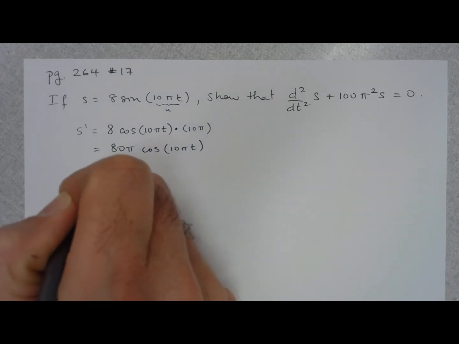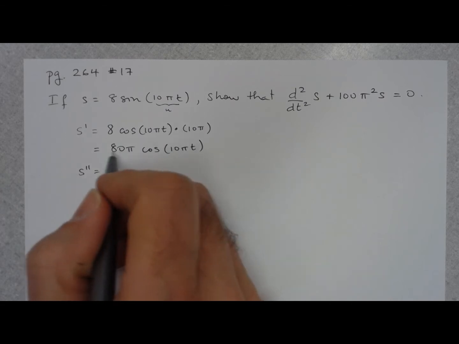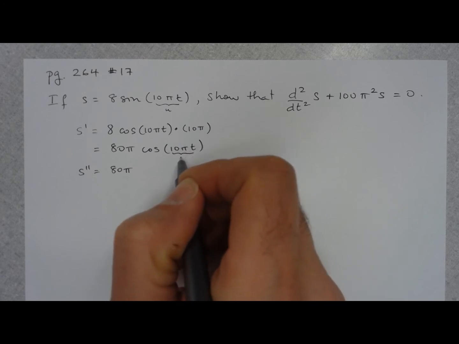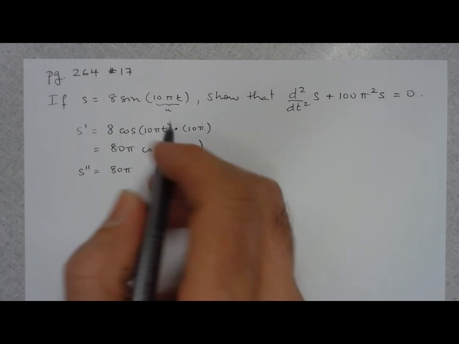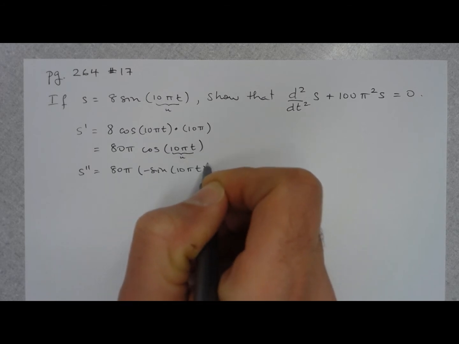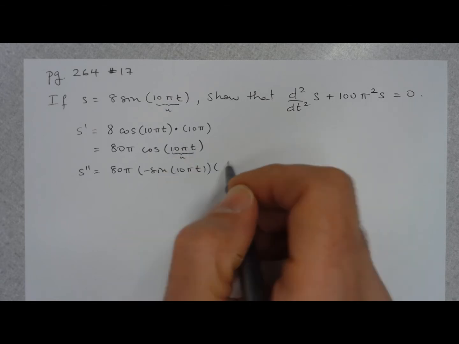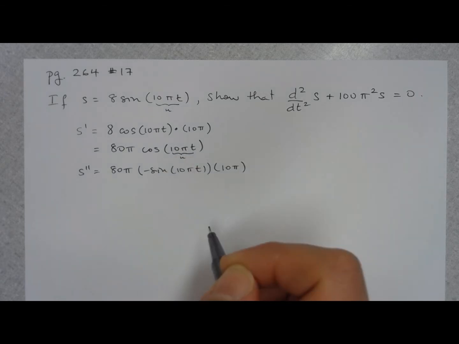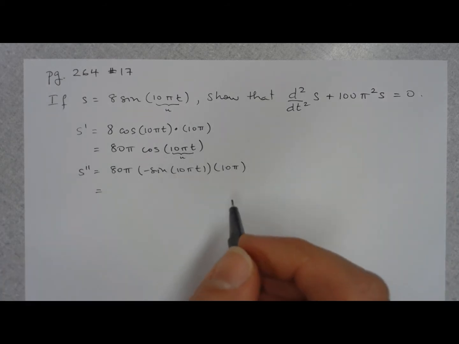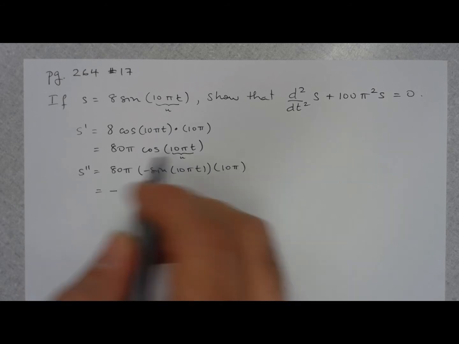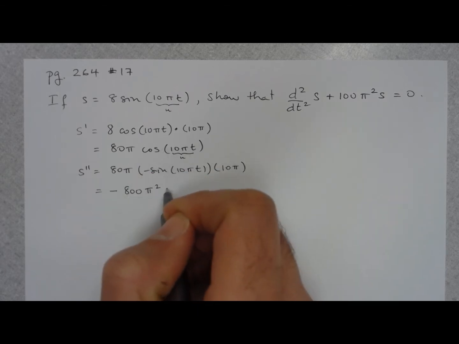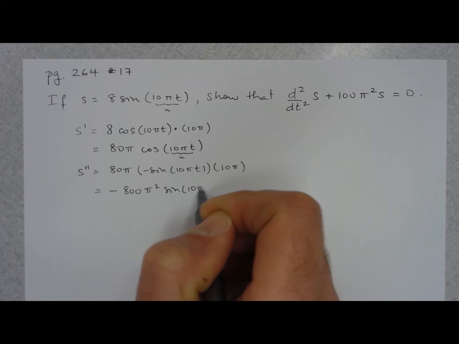All right, and now let's take the second derivative. It's going to be very similar here. 80 pi is just a constant, so 80 pi times the derivative of cos of 10 pi t. Again, this will be my u. So the derivative of cos u is negative sine u, so negative sine of 10 pi t. And again, times the derivative of u, same as before, is just 10 pi. Now again, since I need to input this into an equation, it makes sense to simplify it. So let's see what we have. We have negative 80 times 10, so 800, and then pi times pi, pi squared, and then times sine of 10 pi t.